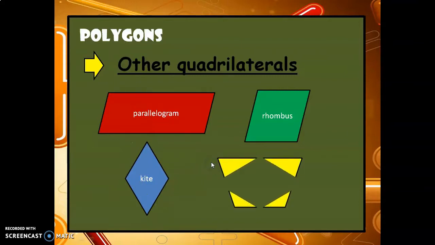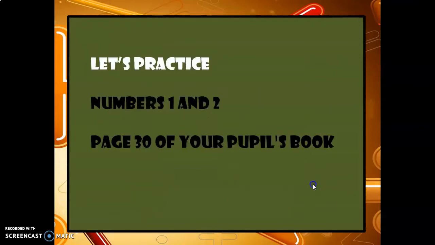Now the last one is the trapezium. Here is the example. Only one pair of opposite sides is parallel. This side is parallel to this side, but these two other sides are not parallel. So if only one pair of opposite sides is parallel, that quadrilateral is called a trapezium. So those are the other examples of quadrilaterals.